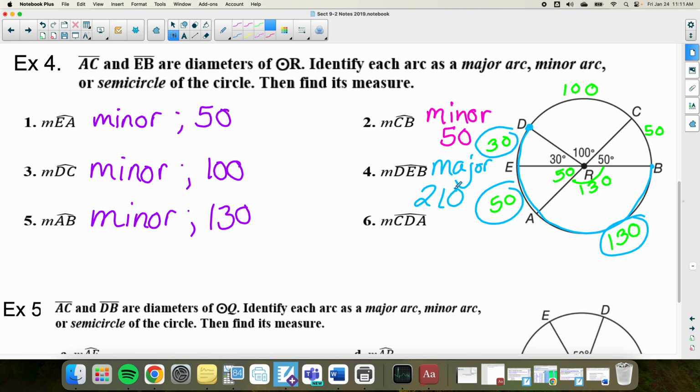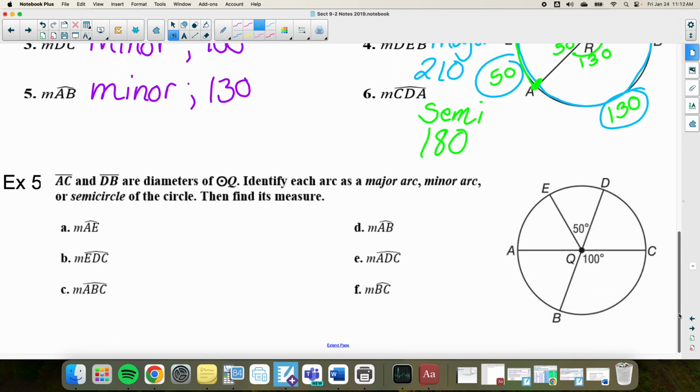And then our last question is asking for CDA. So I'm gonna start at C, I have to go through D to A. Does that look like half the circle? So then, what is it called? Semi, and how many degrees? 180. Very good.